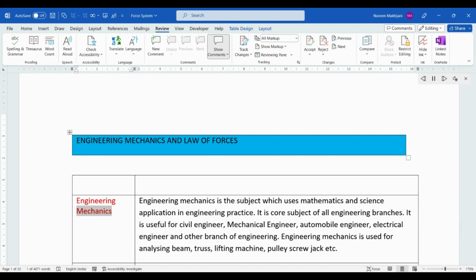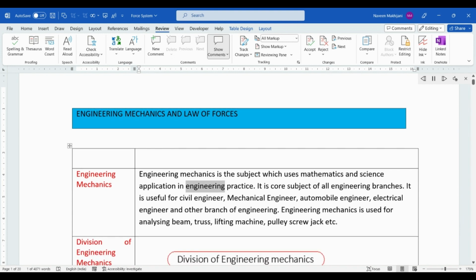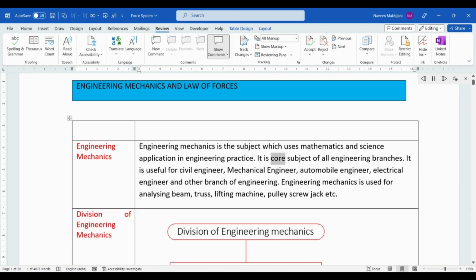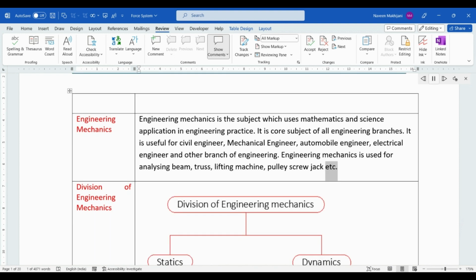Engineering mechanics. Engineering mechanics is the subject which uses mathematics and science application in engineering practice. It is a core subject of all engineering branches. It is useful for civil engineers, mechanical engineers, automobile engineers, electrical engineers, and other branches of engineering. Engineering mechanics is used for analyzing beam, truss, lifting machine, pulley, screw jack, etc.